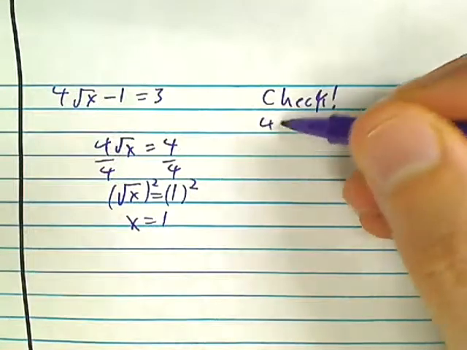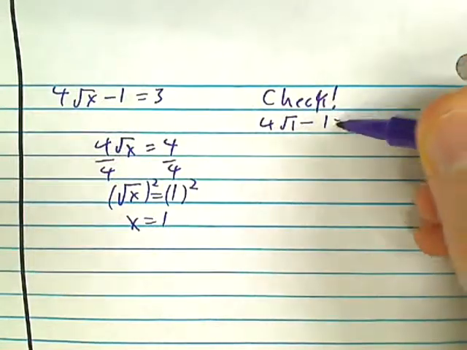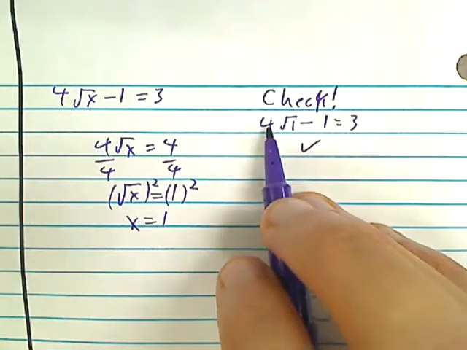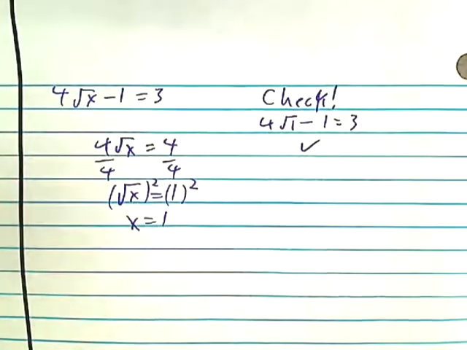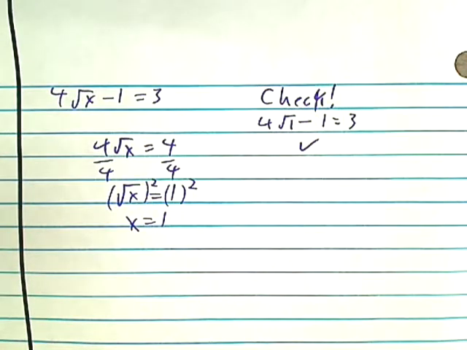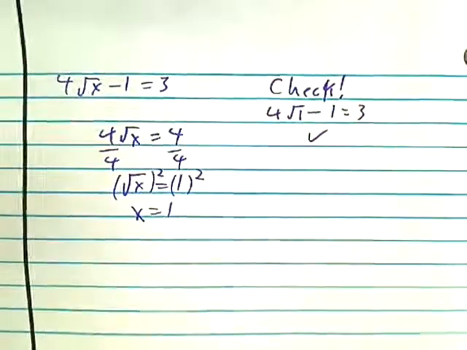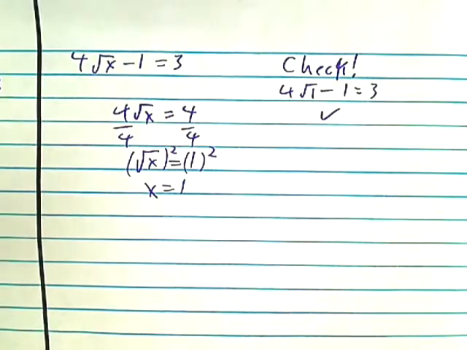So 4 times the square root of 1 minus 1 equals 3. I can do this in my head. Yeah, the square root of 1 is 1. 1 times 4 is 4. Minus 1 is 3. I can do all that crunching in my cranium. I'm good.